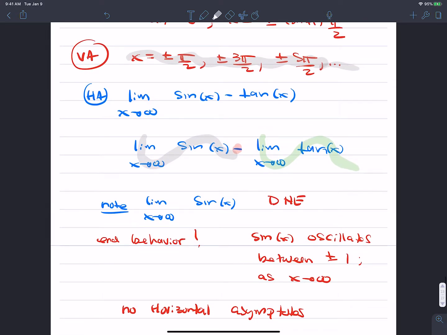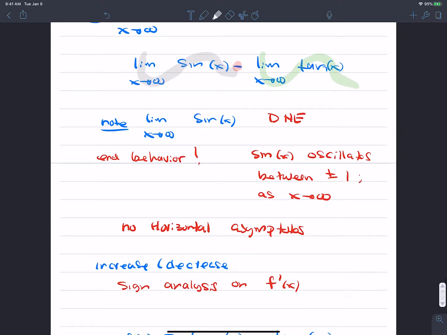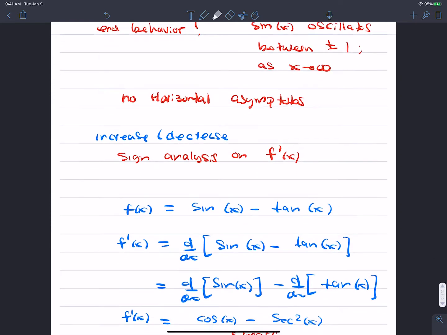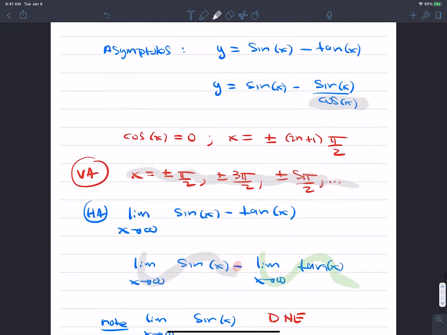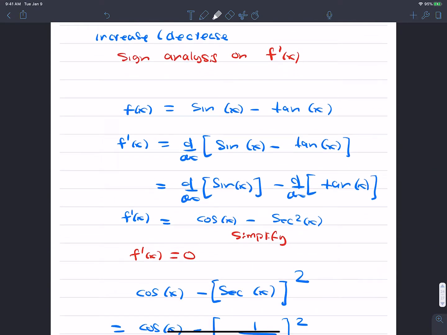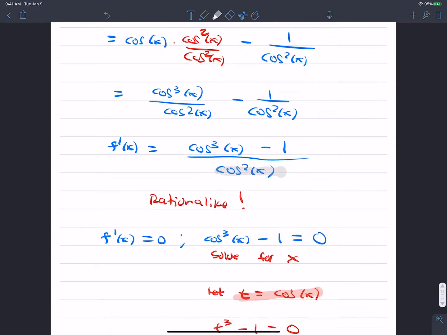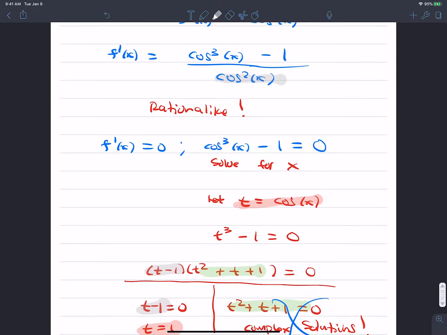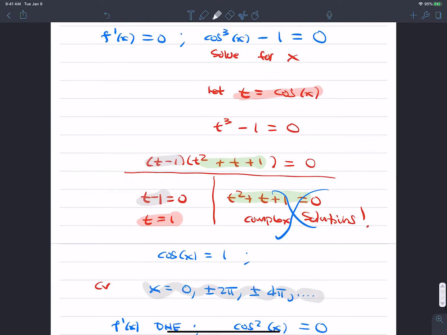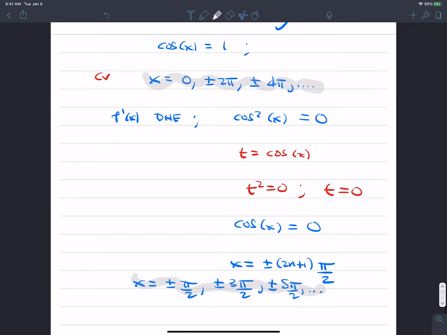We know we don't have a horizontal asymptote. We went over that. The sine did not exist; this was periodic. So I'll talk a little bit about that. We're finding where the function increases and decreases. We found where the derivative was 0, and where the derivative did not exist. We solved this portion here.